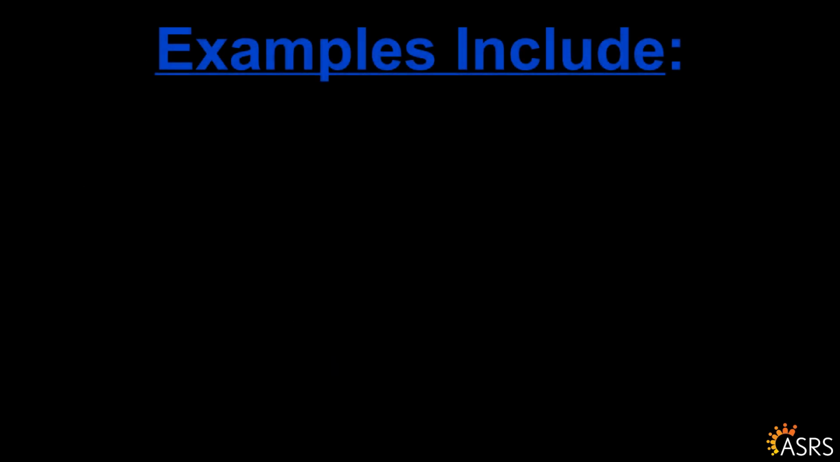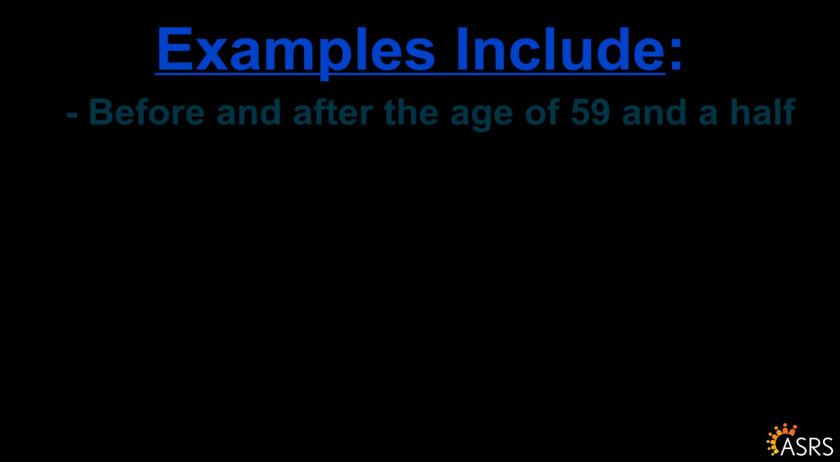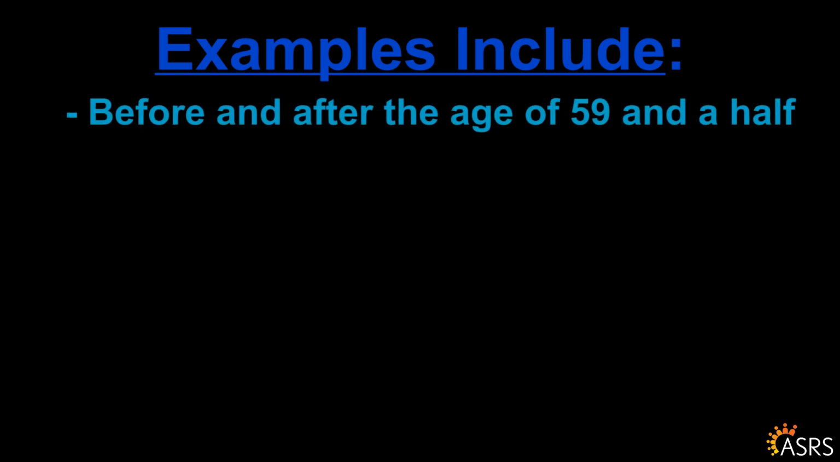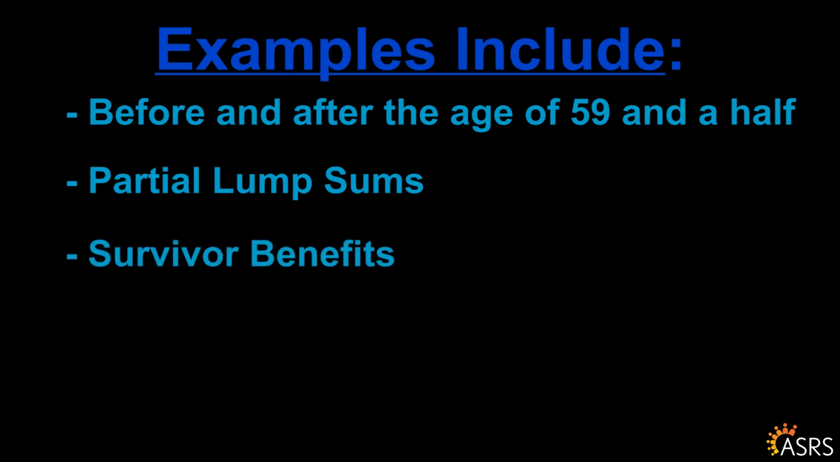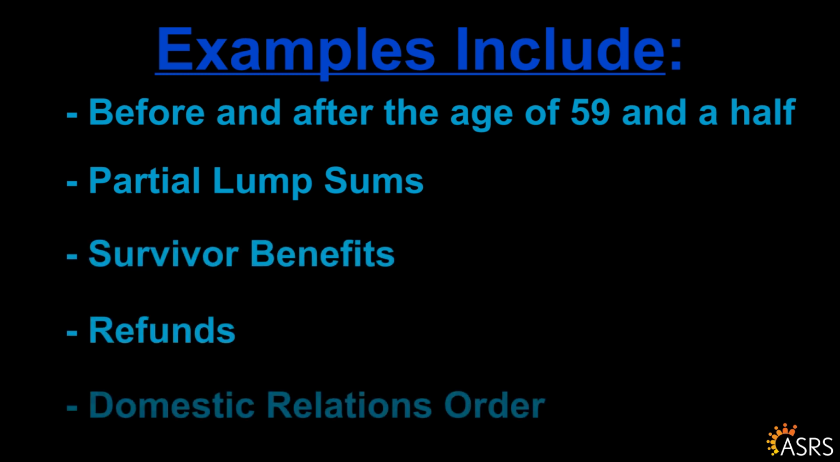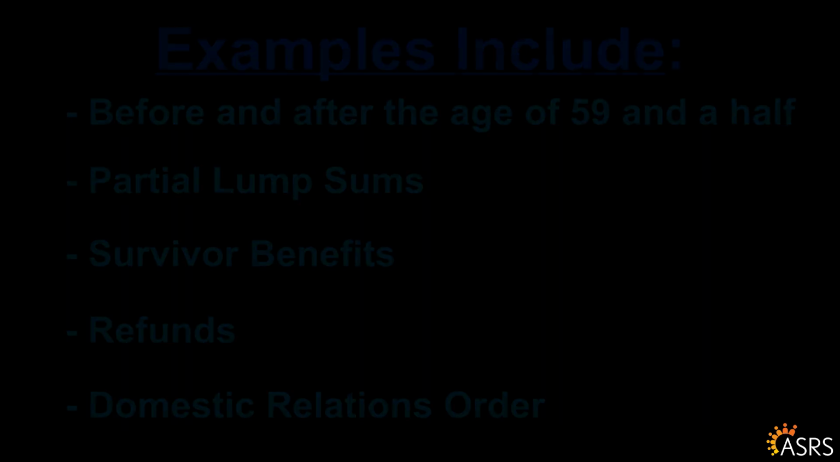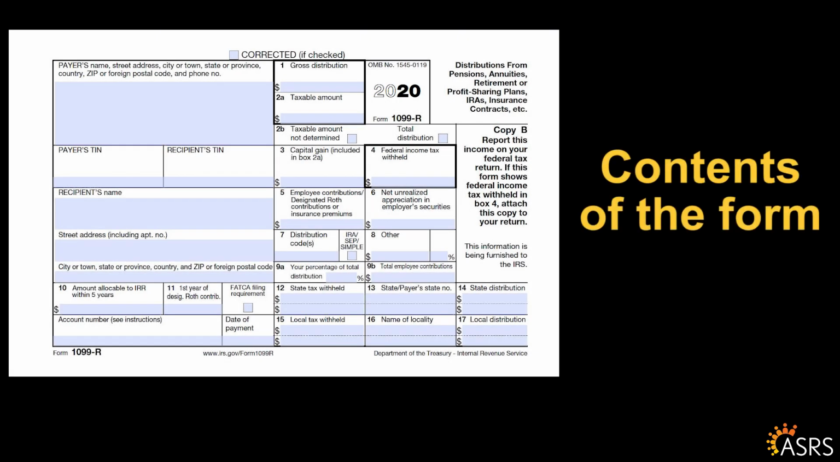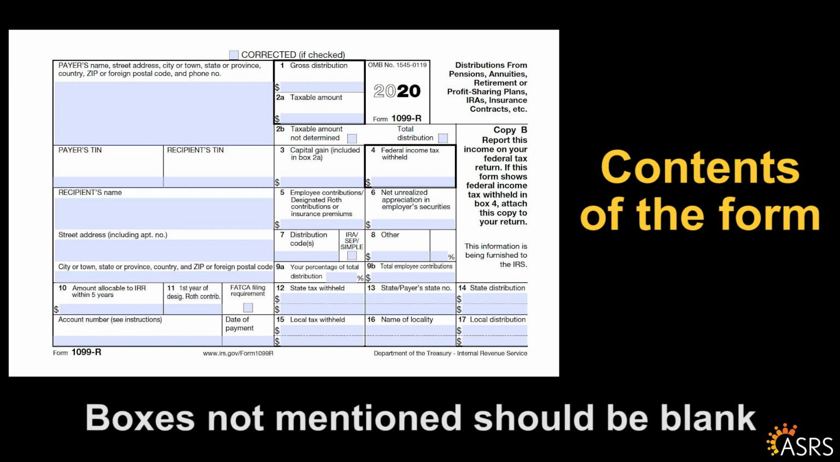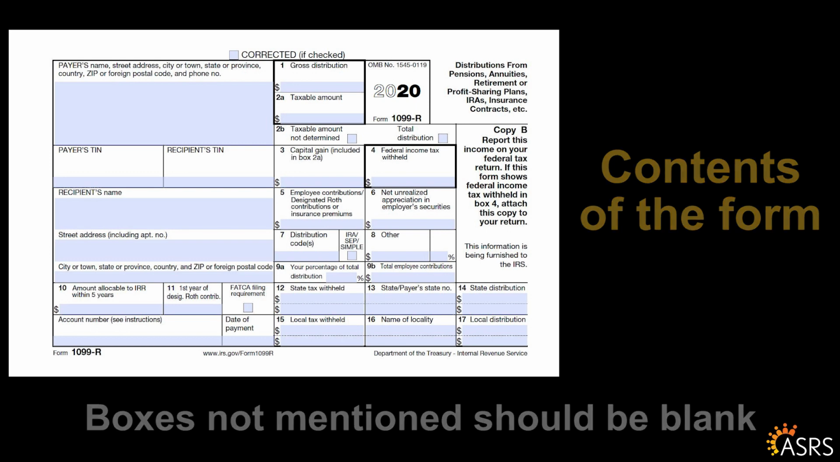If you received multiple types of benefits from the ASRS, you'll receive multiple 1099-Rs for each type of benefit depending on your situation. Examples include before and after the age of 59 and a half, for any partial lump sums, survivor benefits, refunds, or a domestic relations order. Now let's go through the 1099-R form, and I'll explain what each box represents. Any boxes not mentioned specifically should be blank.